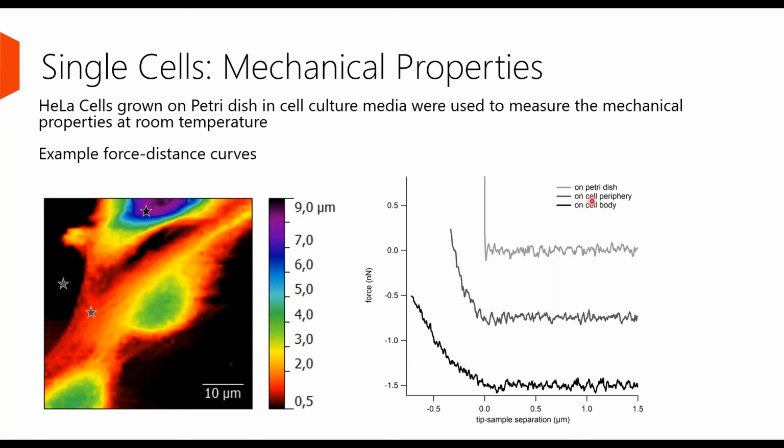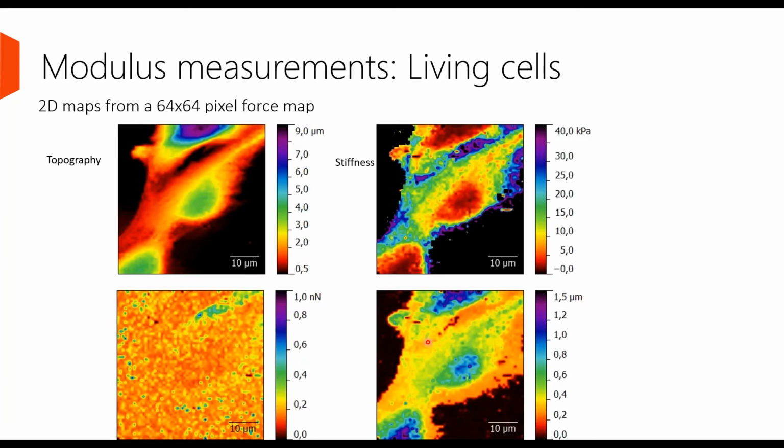You have a second force curve that's along the edge of the cell, so it's a little bit softer. So there is a slope here, and then the third force curve that's on the cell body, and you can see that the slope is the least, or is the shallowest, I guess. So this represents the softest of the 3. So we can do the same thing. We do a map. This was a 64 by 64 pixel force map.